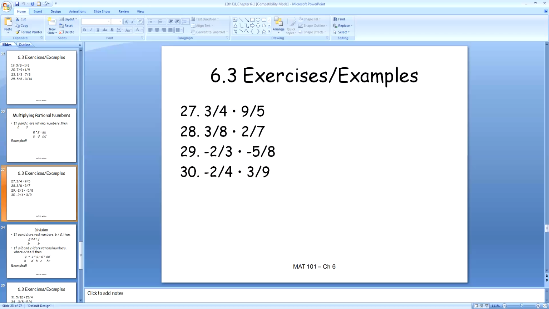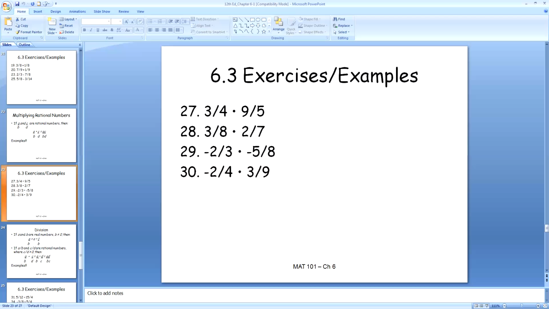So number 27, for instance, 3 over 4 times 9 over 5. You multiply the numerators together. 3 times 9 is 27. And 4 times 5 is 20. So it will be 27 20ths would be the response on that one.